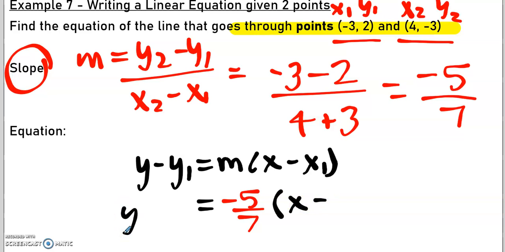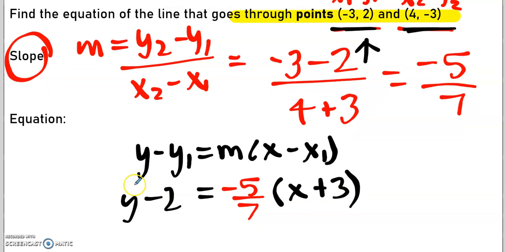We can use either point. It doesn't matter, guys, whichever one we want to use. I'm just going to use the first one, but you can use the second one. Doesn't matter. So my x1 is negative 3. This is going to become plus 3. And my y1 is 2. And now we just go ahead and solve this.